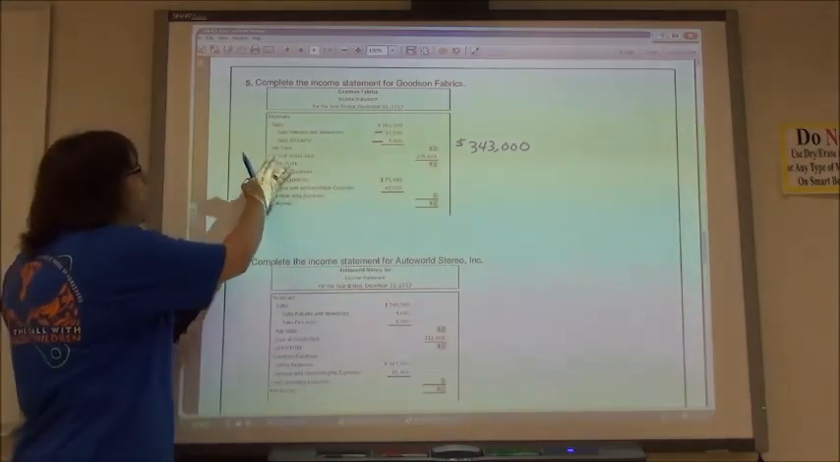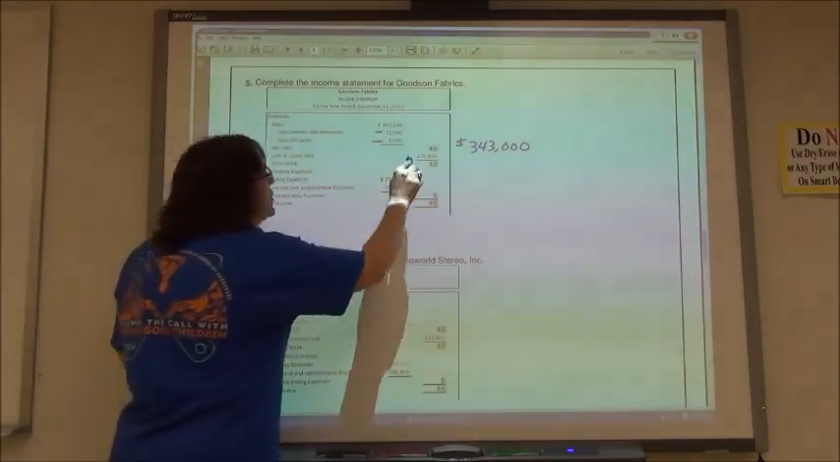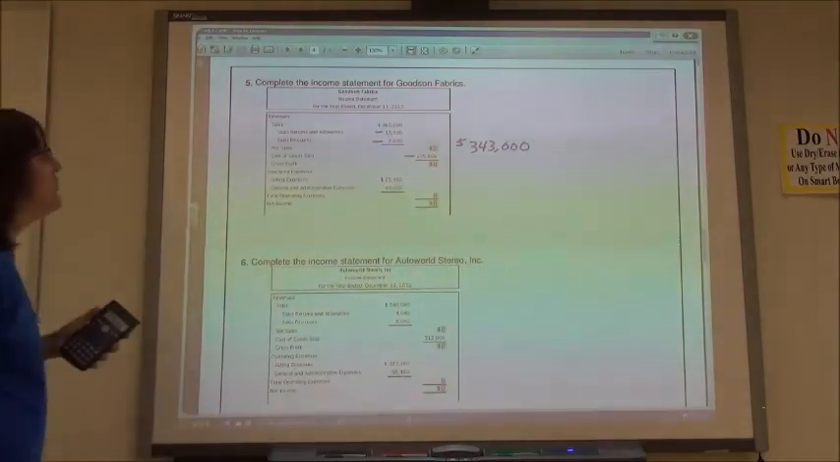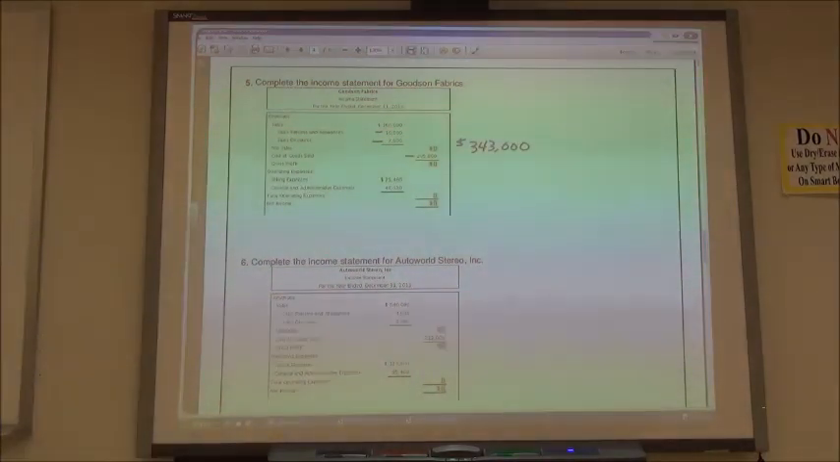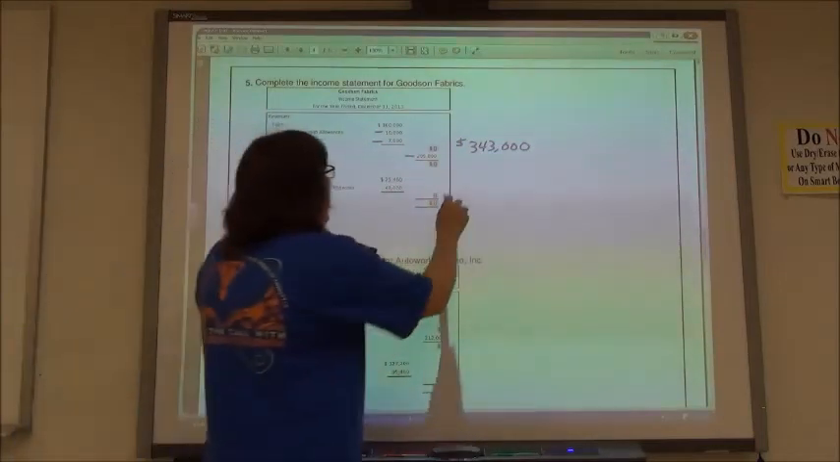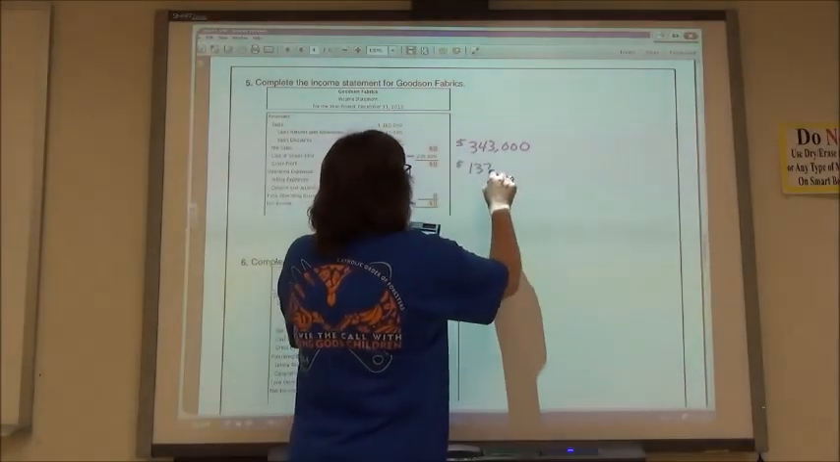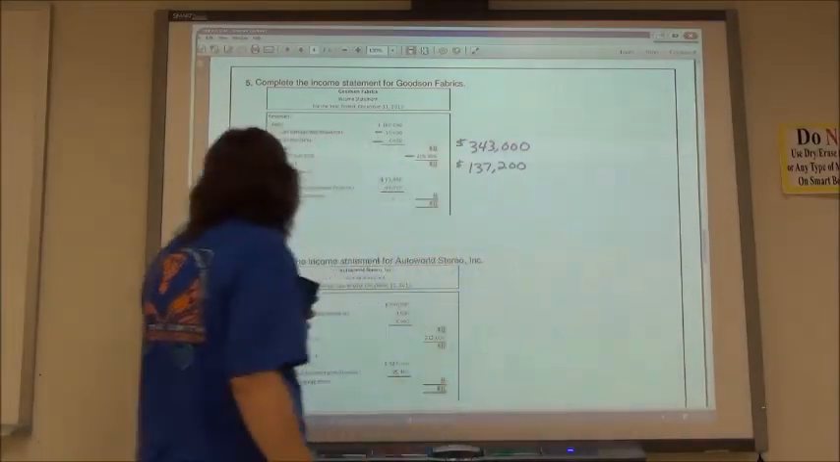But then I have to pay for the cost of goods sold. So I'm going to subtract off my cost of goods sold in order to find my gross profit. So the 343,000 minus 205,800 gives me 137,200.